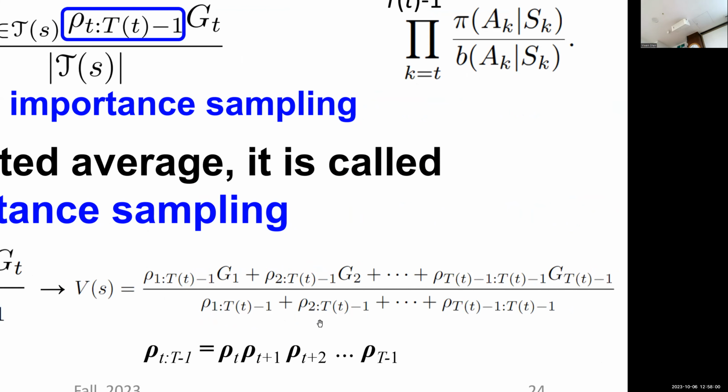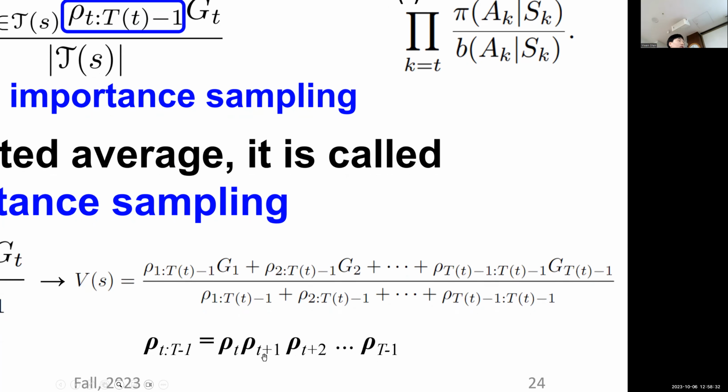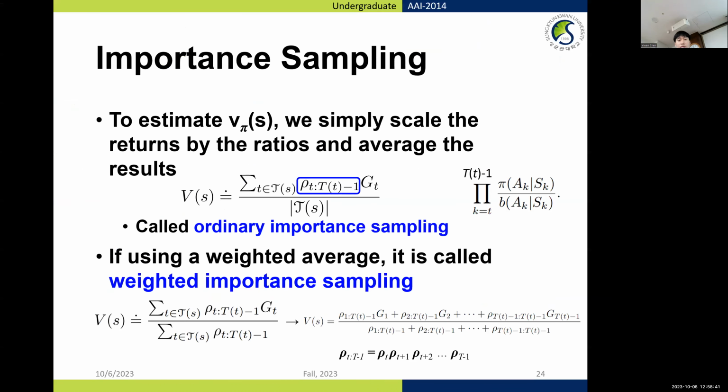If you expand this, you will see the detailed process. You consider this a sequence from time 0 until termination. Each time you have a return, then you multiply by this importance sampling ratio, until the last one. The last one just has one ratio of pi divided by b. So this rho t to t minus 1 equals the product of all the rho along the trajectory.